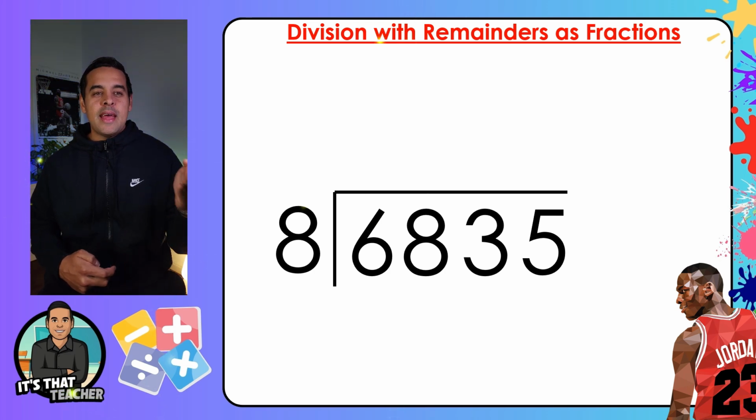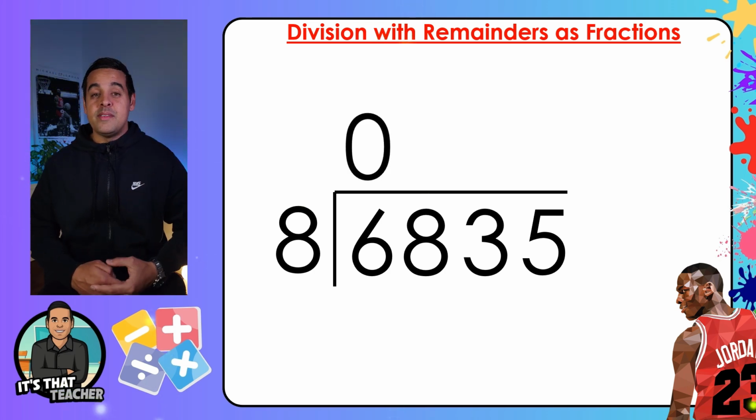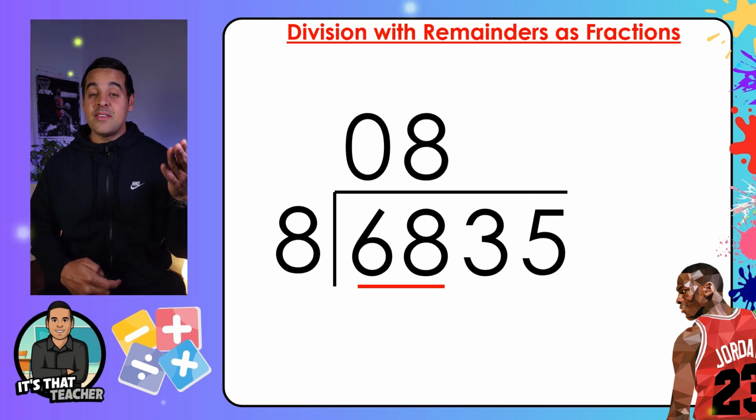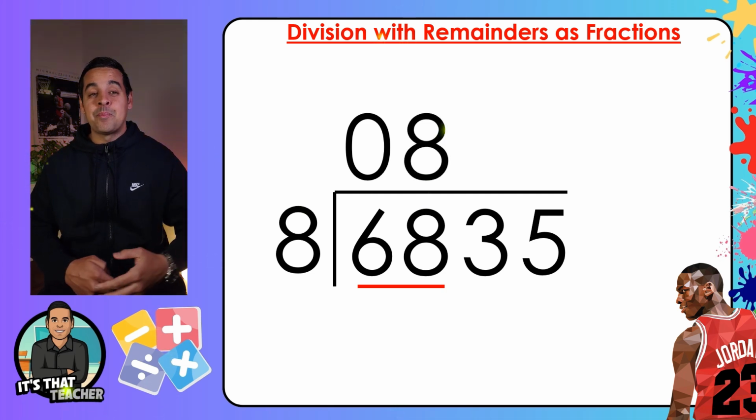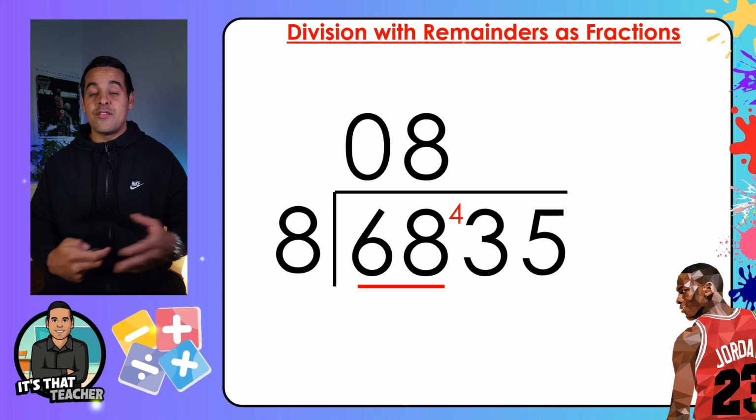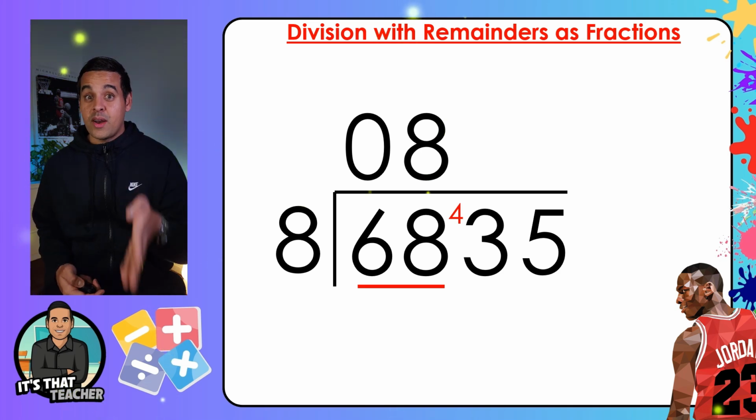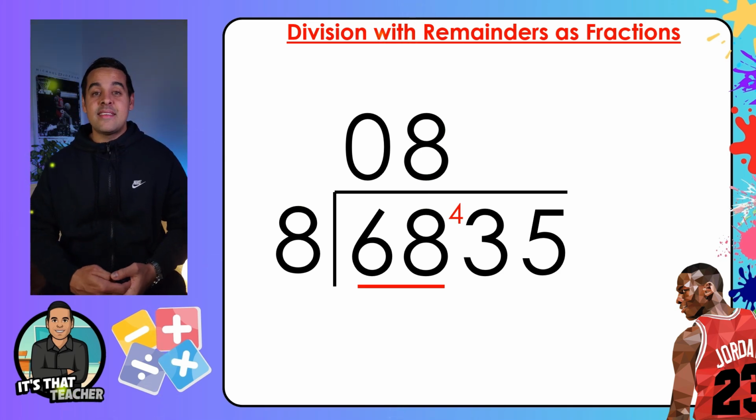So how many 8s can fit into 6? That would be 0. How many 8s can fit evenly into 68? That would be 8, remainder 4. Remember, we put the 4 in front of whatever place value comes next. In this case, it's the 3 in the tens column. So that new number is 40.